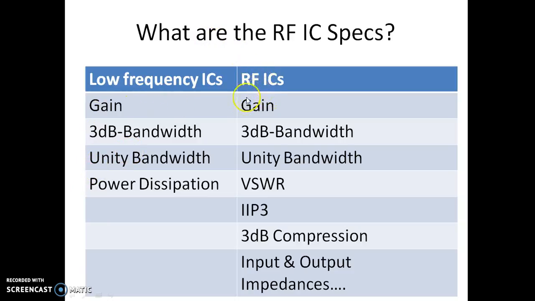For RFICs, we certainly have these three to four specifications from low frequency, like gain, 3 dB bandwidth, and unity bandwidth. And these are some of the new parameters or specifications that are specific to RFICs, like VSWR, which stands for voltage standing wave ratio, and IIP3. We shall find out what IIP3 is, along with the 1 dB compression point, and input and output impedances. These are the main specifications. Along with these, we also want the power rating of the ICs, the noise factor, and the SNR. These are the major RF IC specifications.